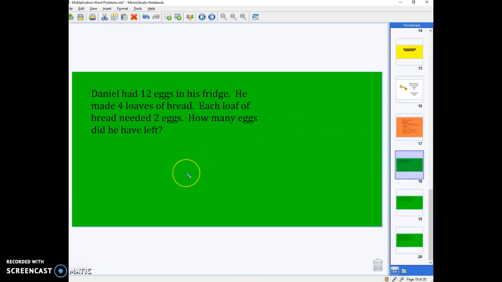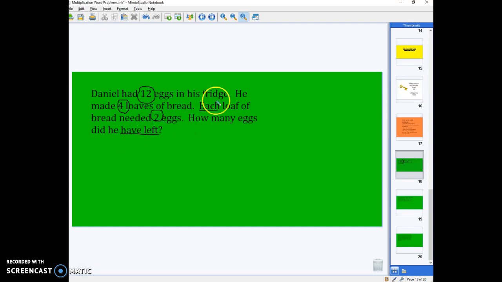It says Daniel had 12 eggs in his fridge. He made 4 loaves of bread. Each loaf of bread needed 2 eggs. How many eggs did he have left? So I see these numbers. He had 12 eggs in his fridge. He made 4 loaves of bread, and each loaf needed 2 eggs. And how many eggs does he have left?